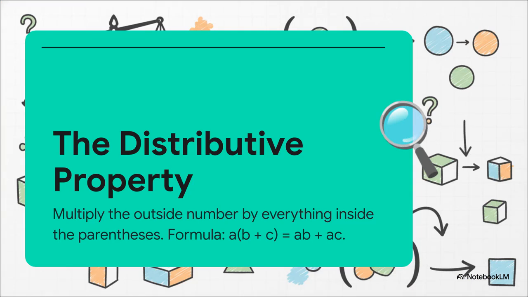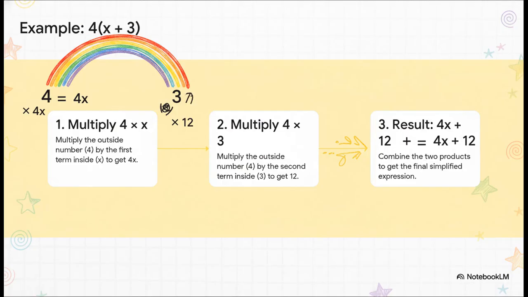So what does the distributive property do? Well, it tells us exactly what to do when we have a number right outside a set of parentheses. You have to distribute that outside number to every single thing inside the parentheses by multiplying. Let's see this in action, and I'll show you why I call it the rainbow rule.